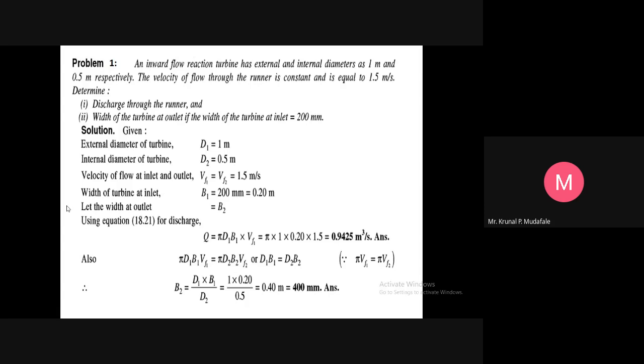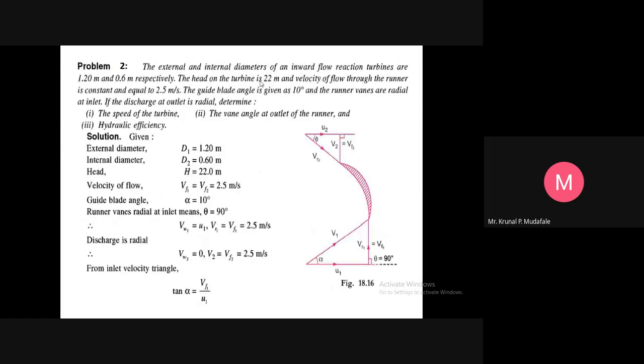In the previous lecture, we have seen two numericals based on the reaction turbine, that is for the Francis turbine, inward flow reaction turbine. We have completed problem number one and problem number two. I hope everyone is able to understand the numerical.